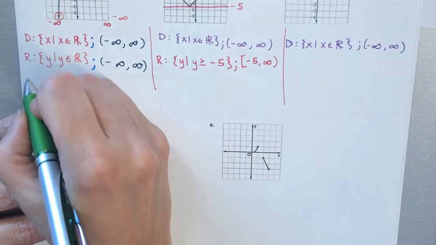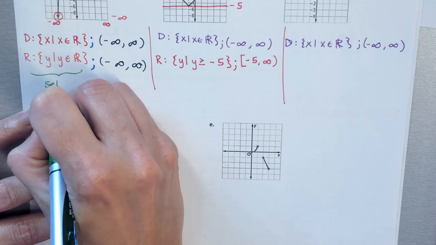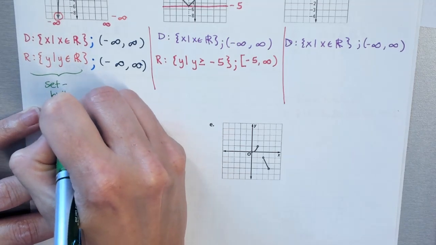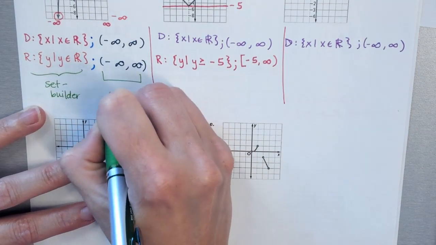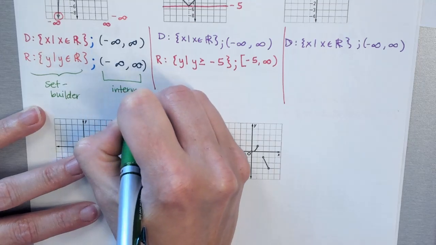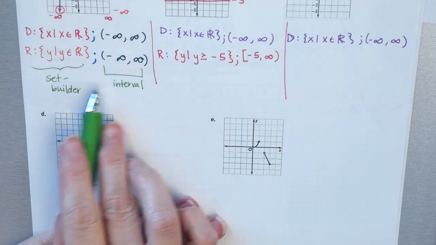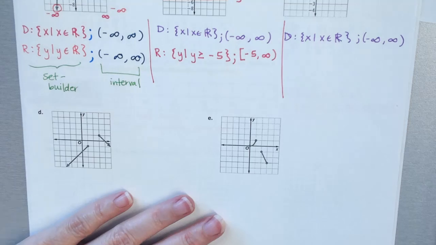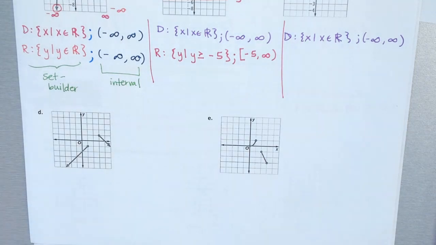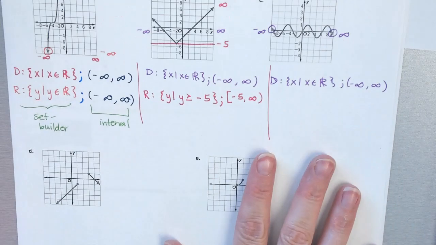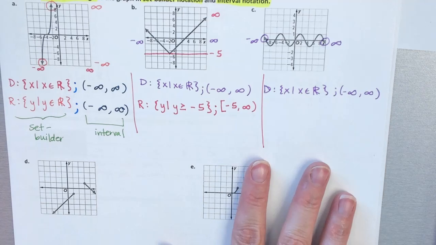Every single time you're doing the set builder and the interval, I'm just going to notate those so you understand the difference. Set builder, interval. It really does not matter what order you write them in, just as long as you have both of them on there.